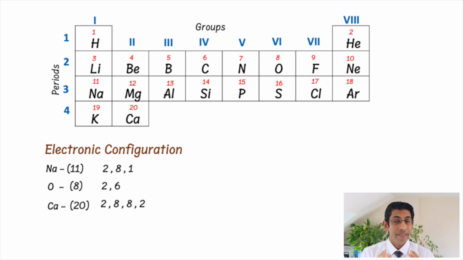The third example, calcium, is the 20th element of the periodic table. Proton number 20, electron number 20. Electronic configuration goes as 2, 8, 8, 2. The last shell holds 2 electrons. It's in group 2. It has 4 shells or 4 energy levels. It's in period 4. So if you know the location of an element in the periodic table, you can predict its electronic configuration. You can say how many electrons are in its outer shell.